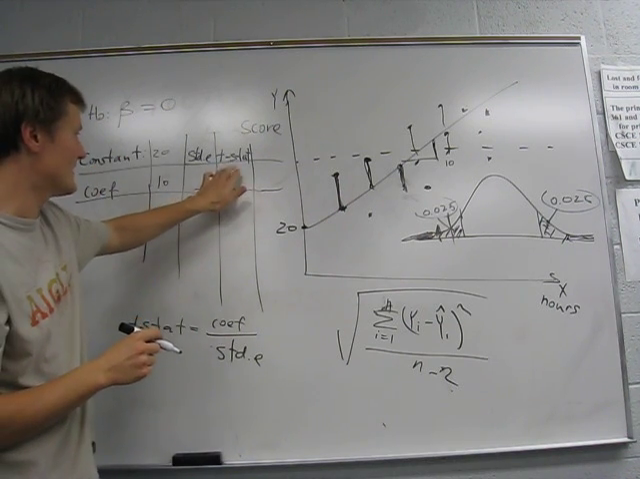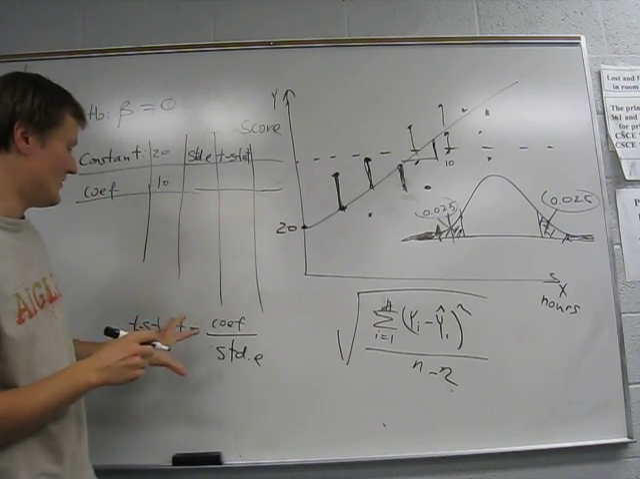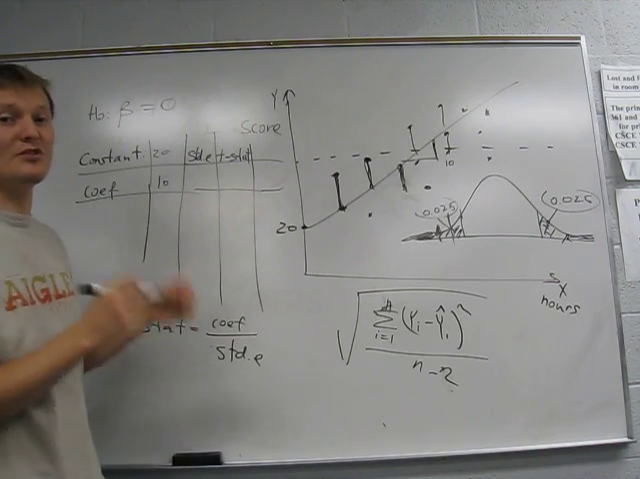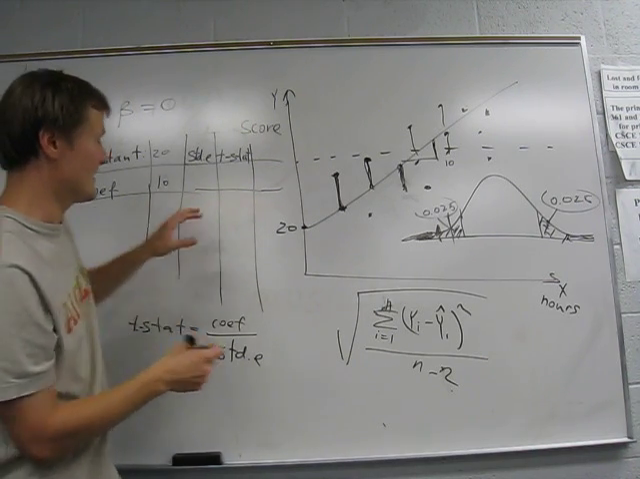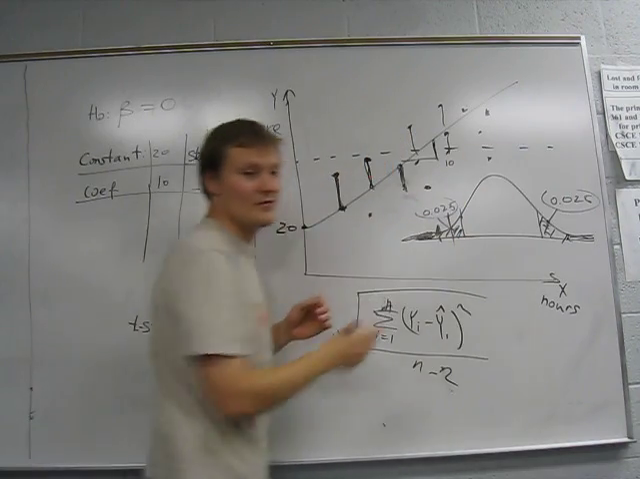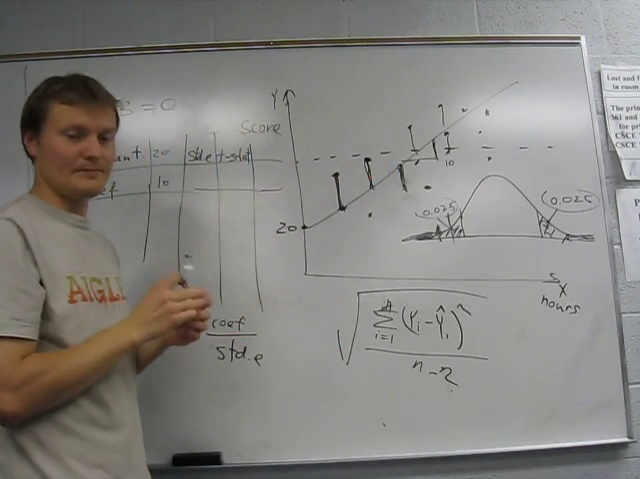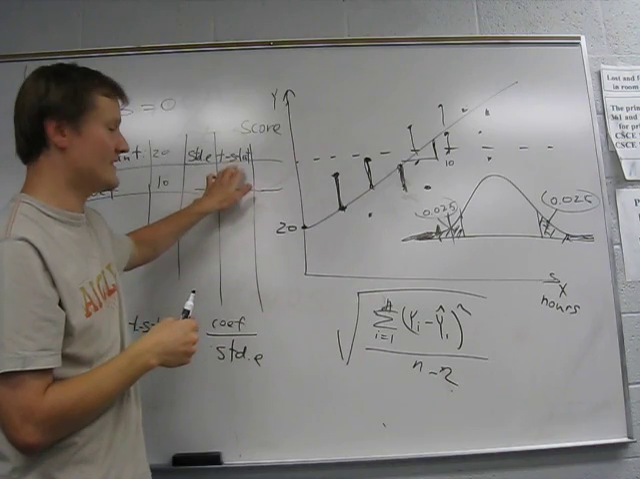So the larger the T statistic is, generally larger than 2, we should be able to reject the null hypothesis that beta equals this. There's no relationship. So that's what this statistic does.